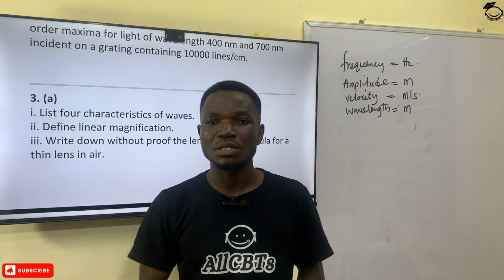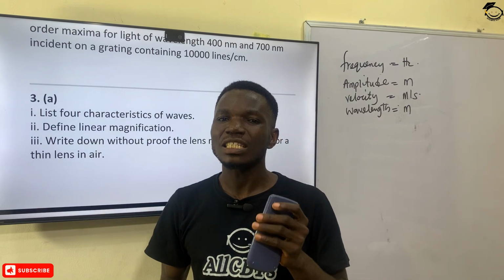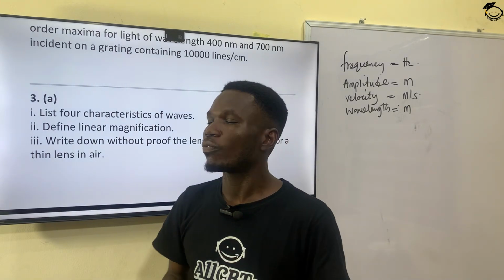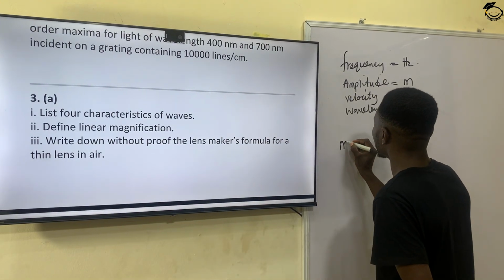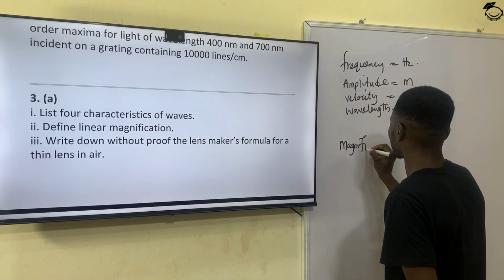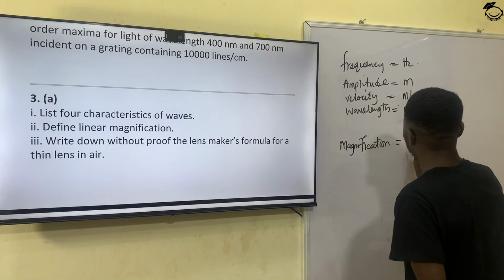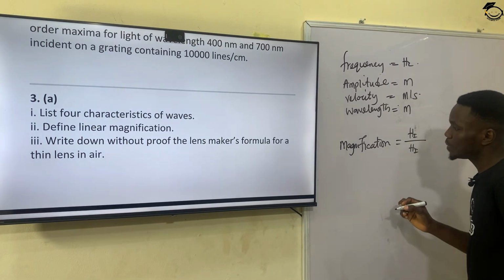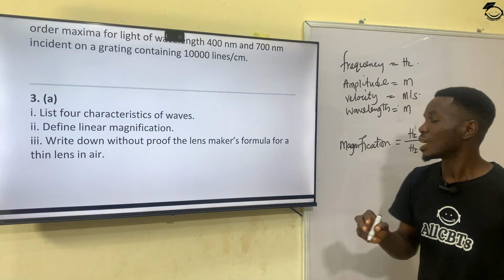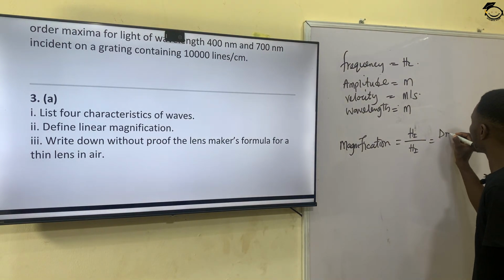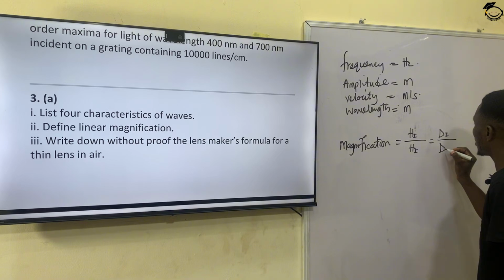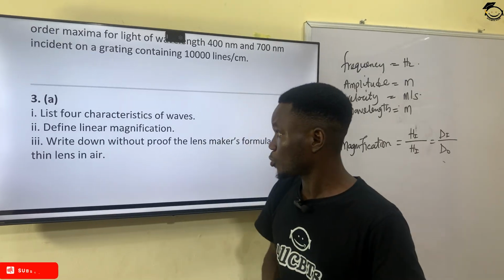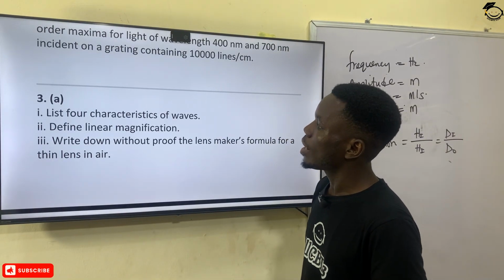The next question, Roman figure 2 says, define linear magnification. Linear magnification is simply the ratio of the height of the image to the height of the object. What does this mean? What I'm saying is magnification or linear magnification is simply equal to height of the image over the height of the object. This can also be expressed in terms of distance, to mean that I have the distance moved by the image over the distance moved by the object. This is what we call linear magnification.